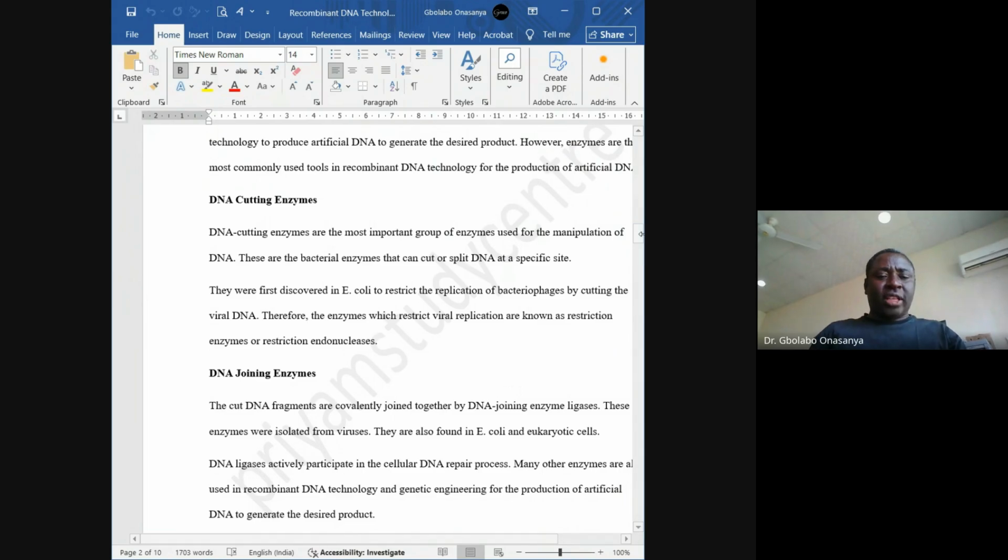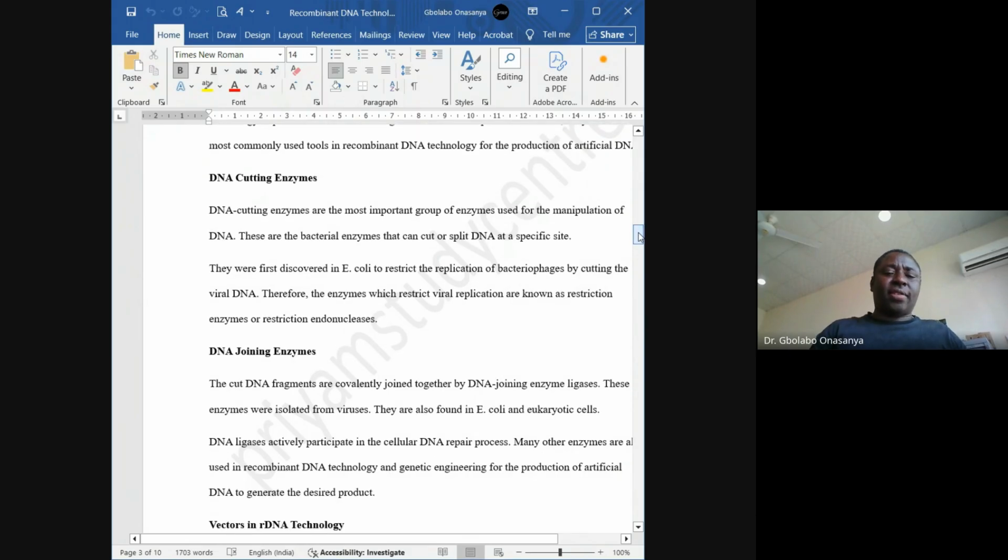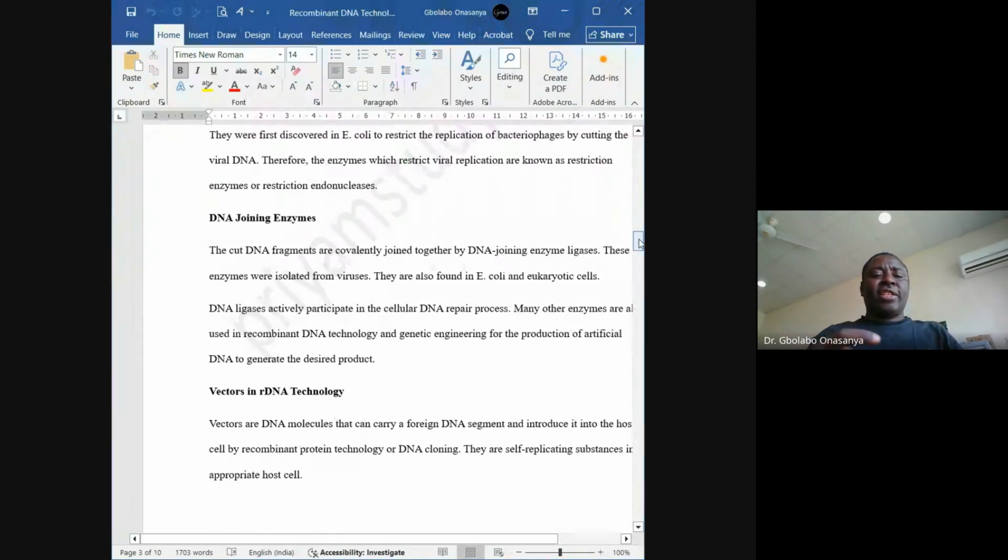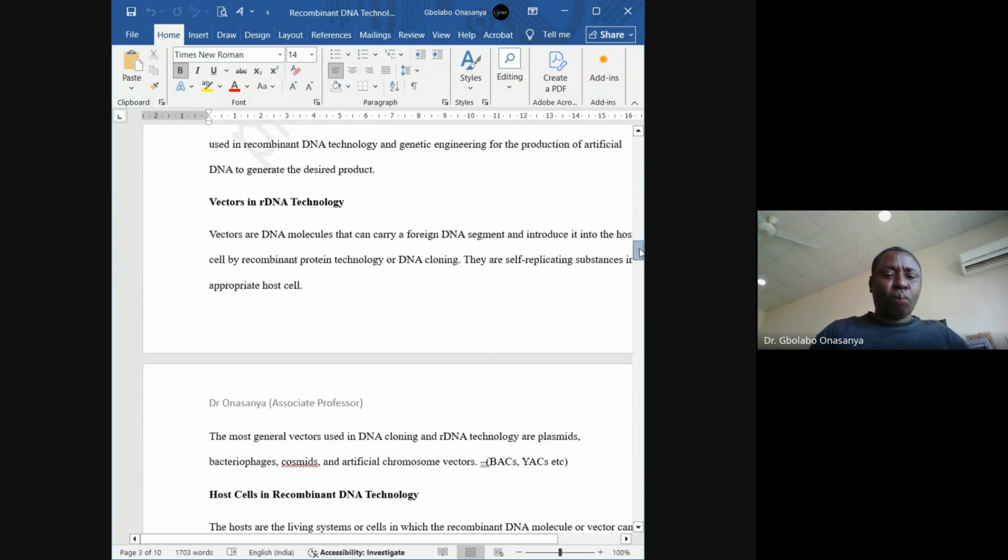So I have spoken about cutting. When you use an enzyme to cut, you cut with restriction enzyme, and restriction enzyme cuts at the restriction site. And joining the DNA together is done with enzyme ligase. Enzyme ligase joins it together. It seals the two ends, like I've explained earlier.